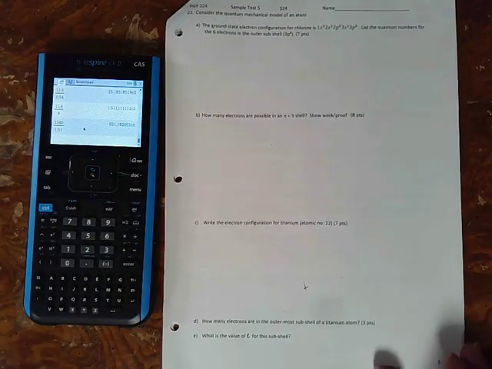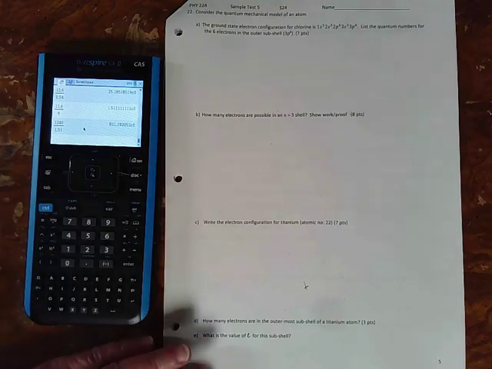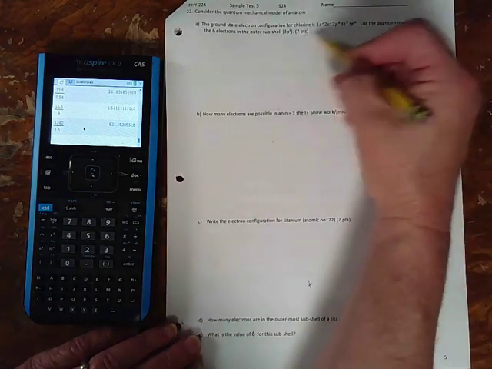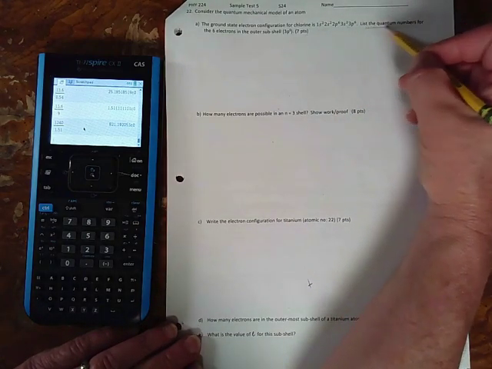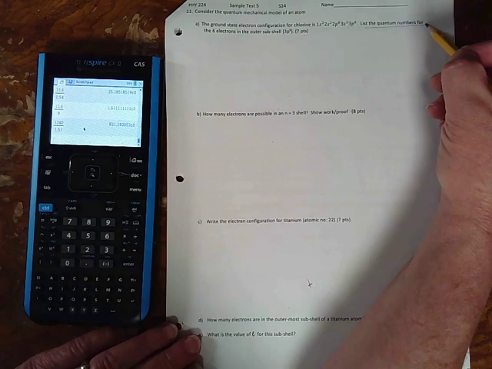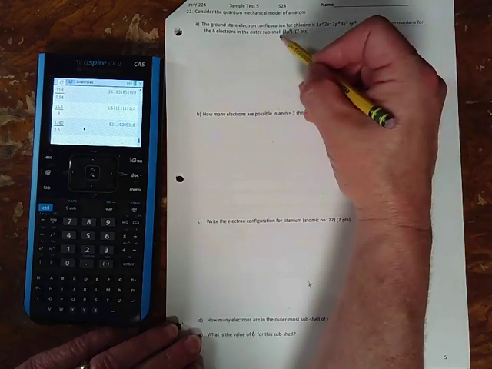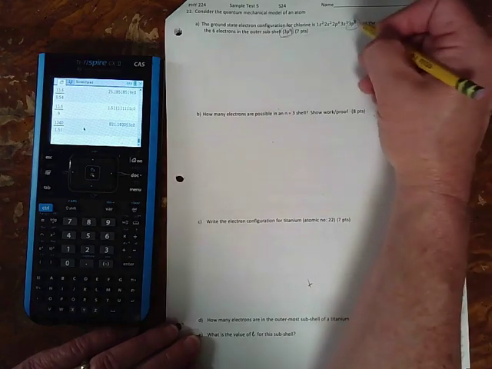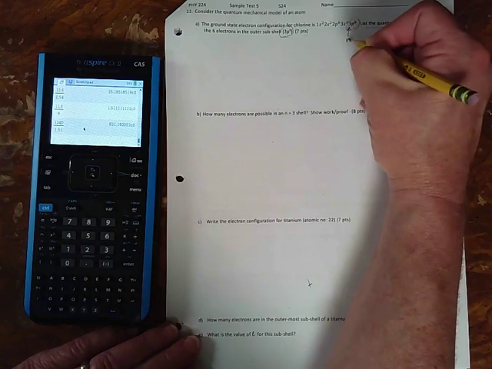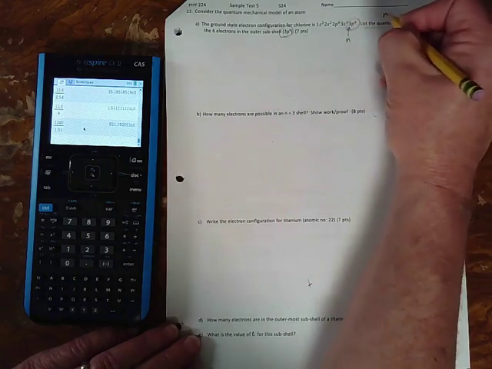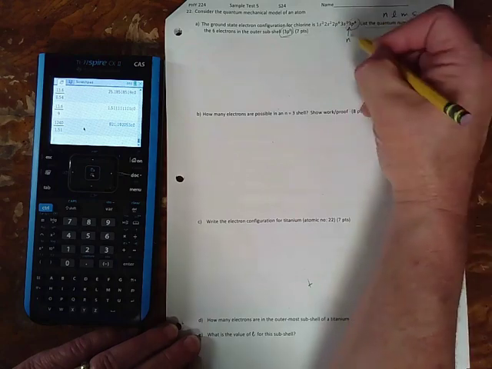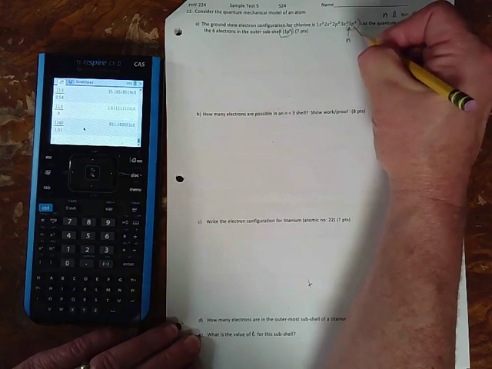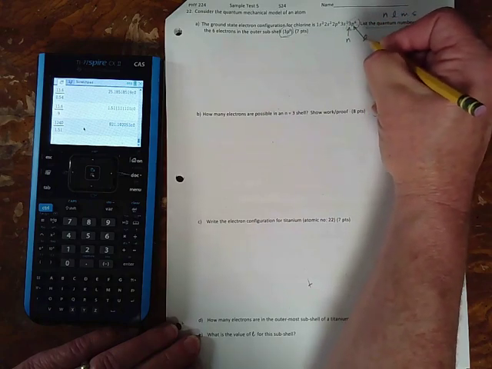Keep on moving. What is a ground state electron configuration? The ground state electron configuration for chlorine is this. List the quantum numbers for the 6 electrons in the outer subshell, this 3p6 shell. When we're looking at something like this, the 3 is n, right? The quantum numbers are n, l, m, and s. So n is the first number, the principal quantum number. The letters tell us l.